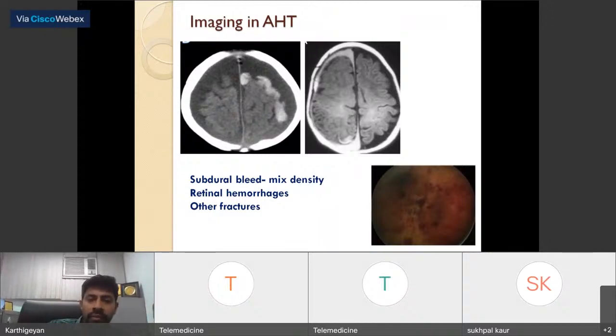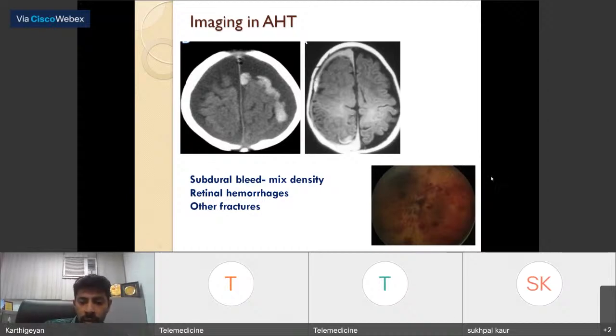There are some specific imaging features which point towards abusive head trauma in children. Most commonly, when you get CT scans in these kids, you can see subdural bleeds. These subdural bleeds are at different stages. As you can see here, this is hyperdense, and this is dark. This indicates that the bleed has occurred in various stages, which obviously indicates repetitive trauma happening to the kids.